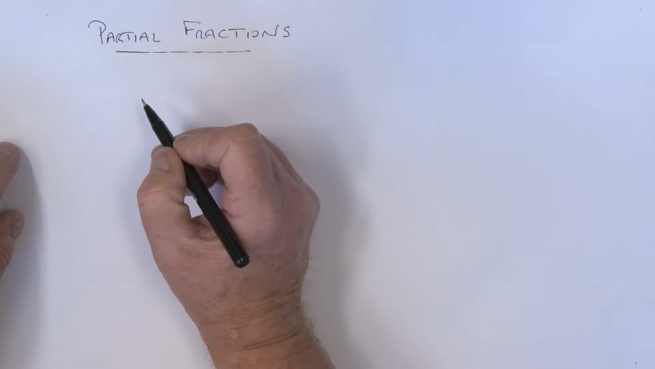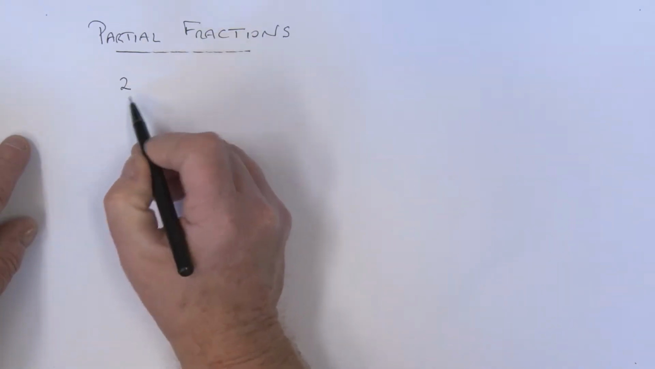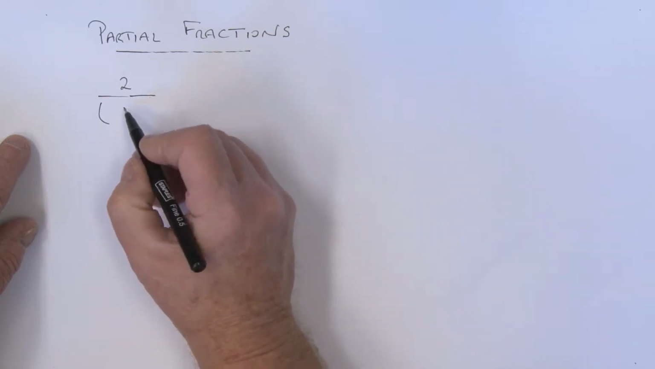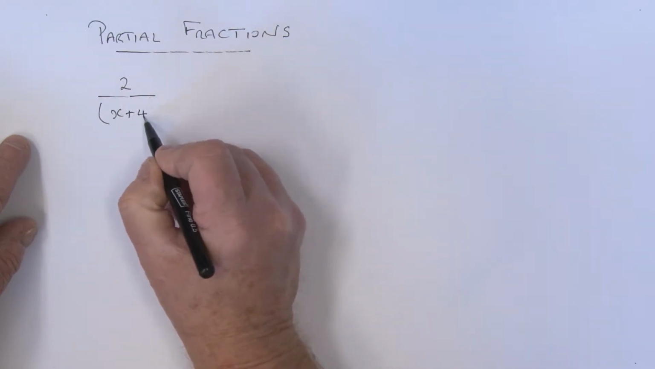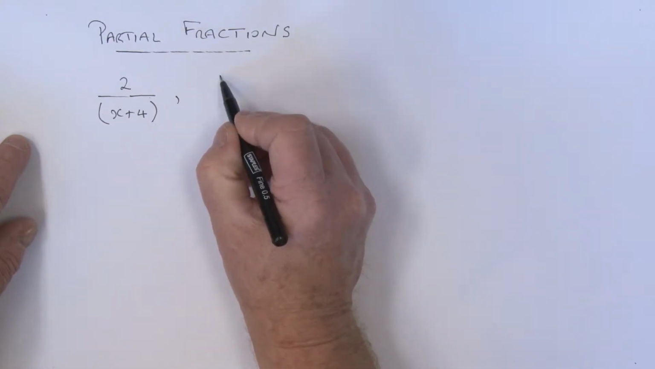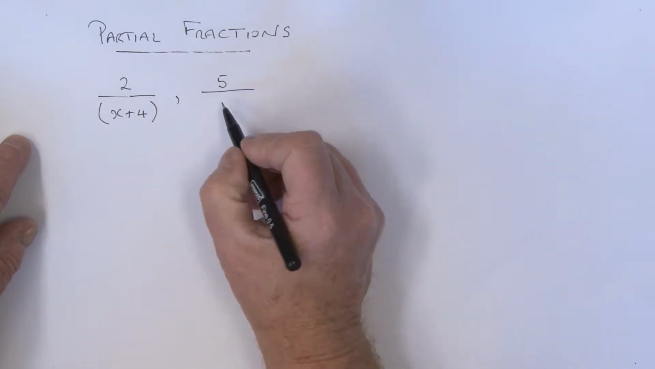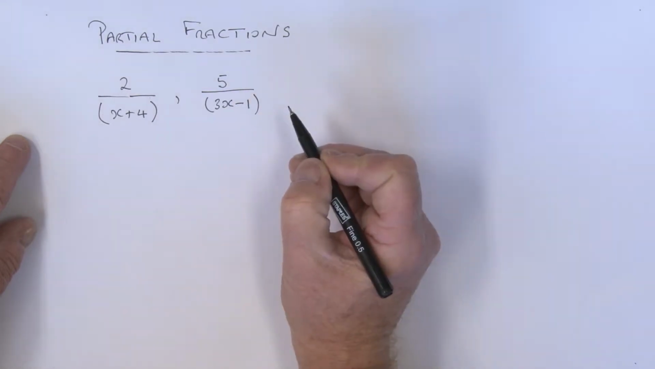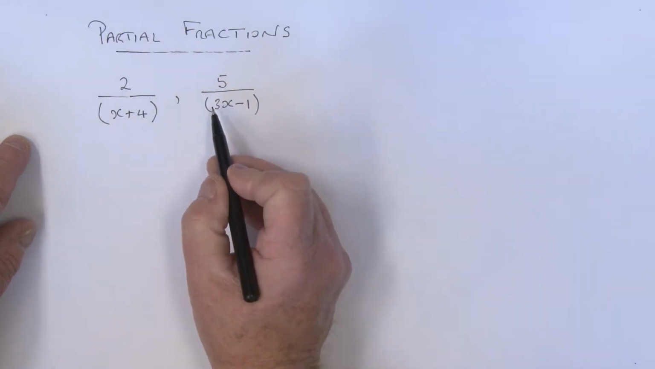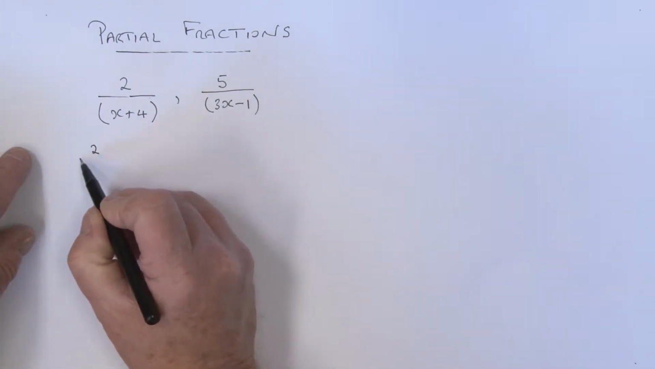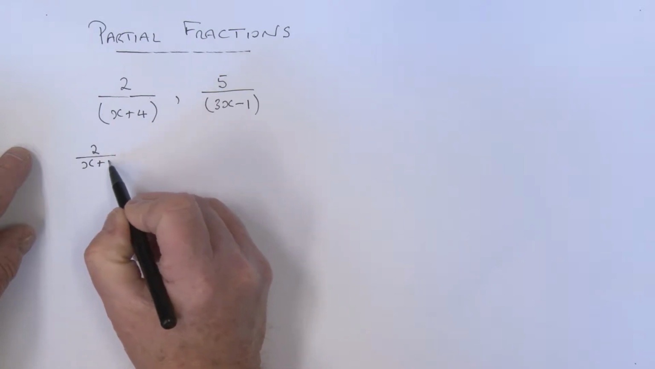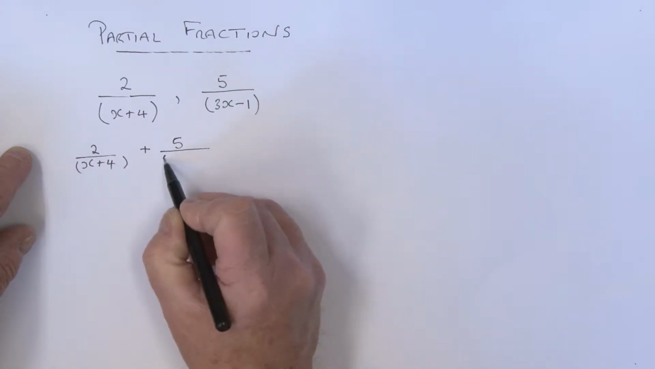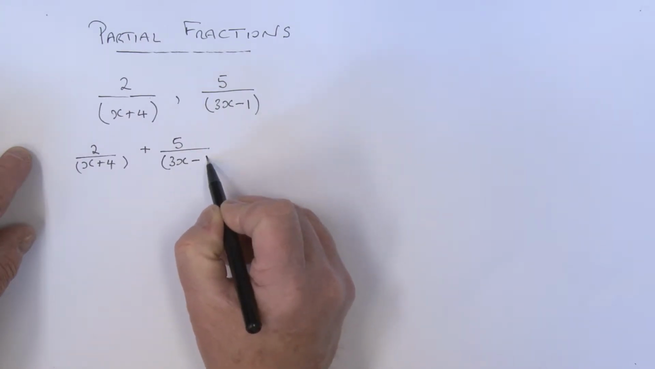So let's suppose that we have two fractions. We're going to say we have a 2 divided by x plus 4. That's one of them. And then we've got a 5, and that is divided by 3x minus 1. All right. So let's add these together. What would we have? We'd have a 2 over x plus 4, plus the 5 divided by the 3x minus 1.